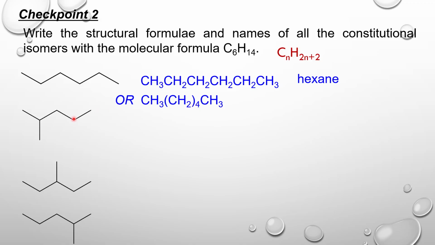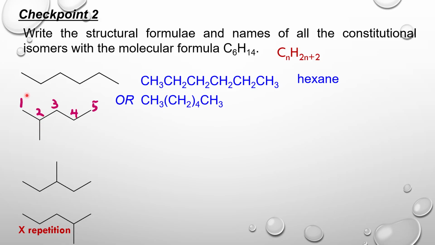Once we have our straight chain, we can now try and draw a 5 carbon length parent chain with a methyl group as your branch. So we could have the branch on the second carbon and the third carbon. Now take note, when you put this on the fourth carbon, this is actually a repetition. This structure is the same as this one, with the methyl group on the second carbon.